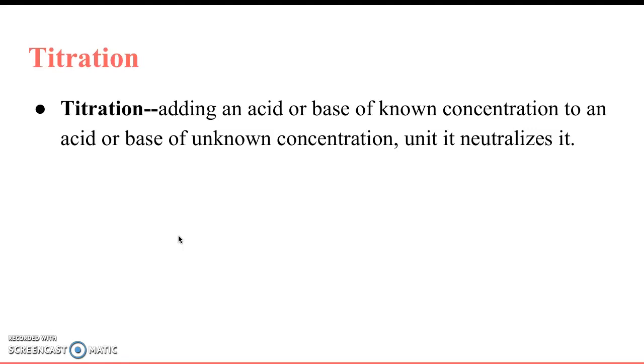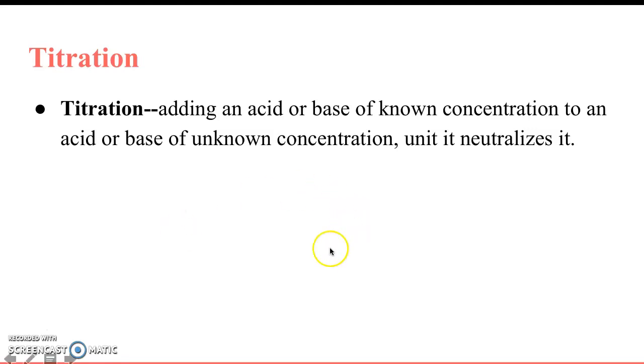Because we know what a neutralization reaction produces, aka water and salt, we know that the pH at the end of a neutralization reaction should be 7. So we are able to mix that unknown acid or base with our known acid or base until it reaches a pH of 7. There's a couple ways to monitor this. We could use a pH probe, and we can also use indicators that change color around a pH of 7 to figure out when we've reached the neutralization point.